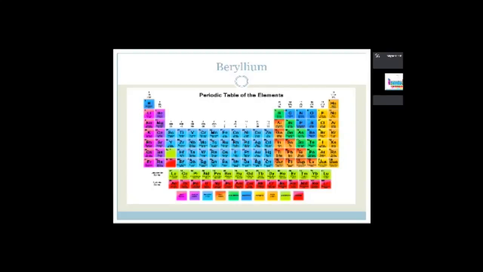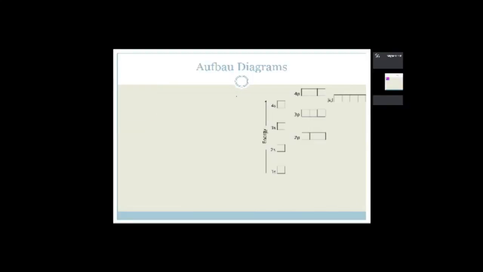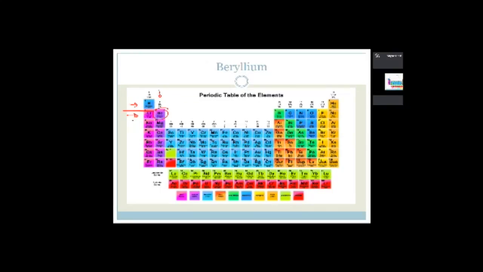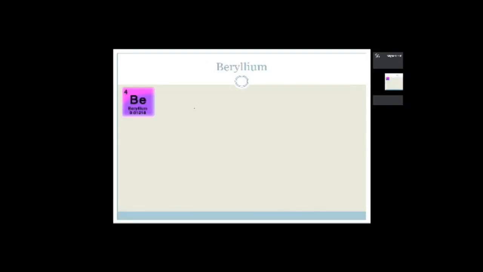Let's talk about beryllium now. Beryllium is over, no, that's boron. Let's try again. Let's talk about beryllium. Let me just erase that all. Do you agree that it is in the second energy level, right? Second energy level, and it's in group 2. So what do we know about it? We know that it's in group 2, and it's in period 2, right?